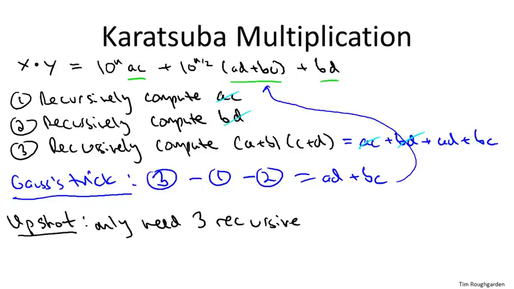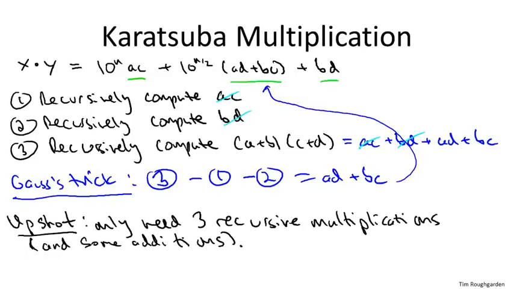So this gives us a second recursive algorithm for multiplying two integers that makes use of fewer recursive calls, only three recursive calls rather than four. And as before, there's a little bit of work to do beyond the recursive calls, but not much. You just have to do some padding by zeros and adding up the results.